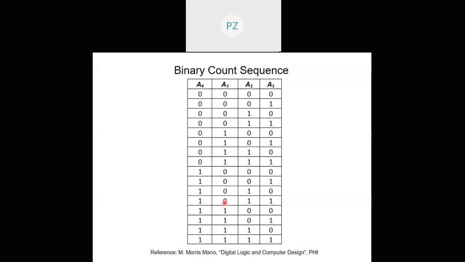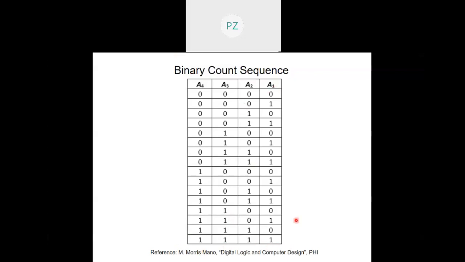Over here, since both of them are 1-1, it will toggle state, right? But over here, it sees that all three of them are not 1-1, so it will not toggle. So even if we start with 1011, the next count is going to be 1100, and the next count will be 1101, and the normal counting sequence back and forth from 1111 back to 000, that will continue.